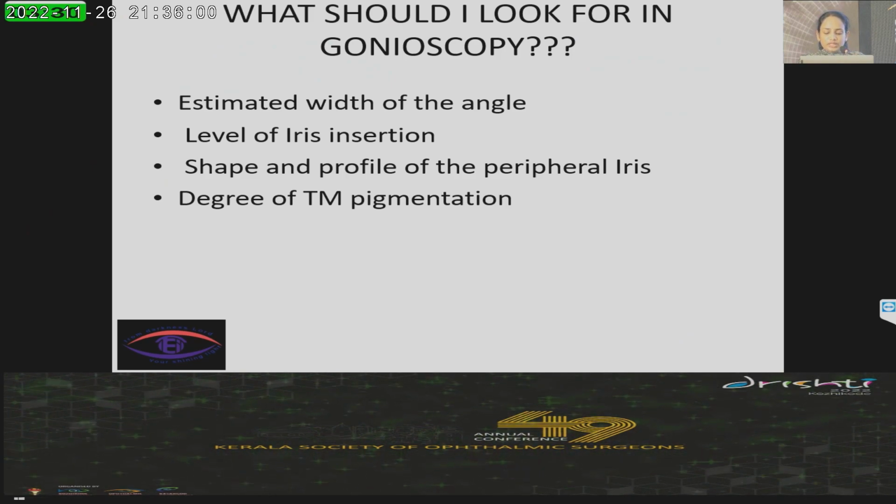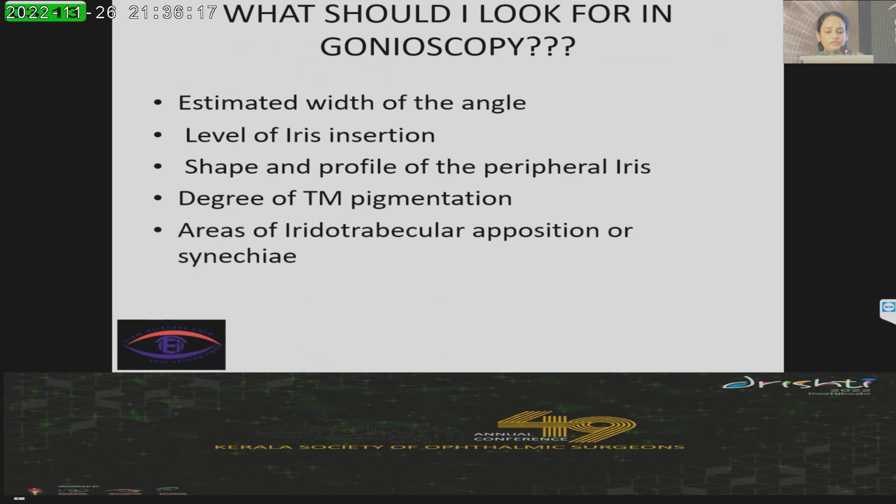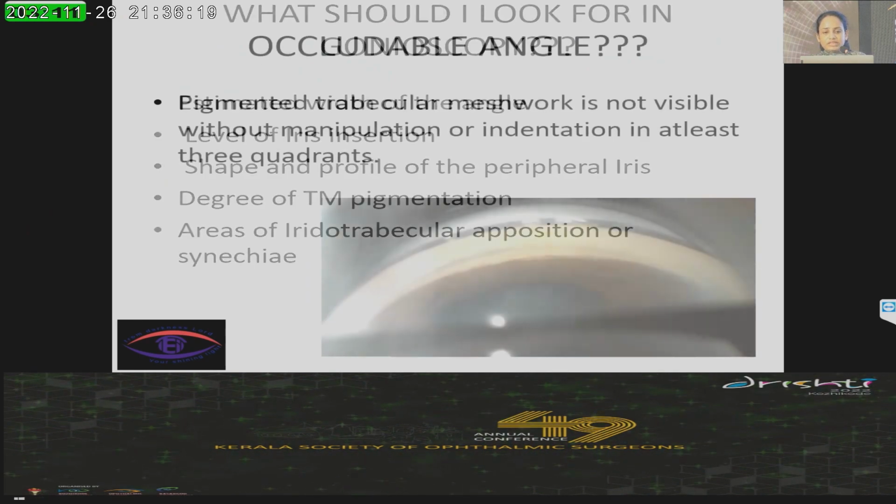See the degree of trabecular meshwork pigmentation. Hyperpigmented trabecular meshwork you can get in conditions of pigment dispersion, pseudoexfoliation, following cataract surgery, inflammation, etc. In young patients, the trabecular meshwork may not be pigmented, so you can easily misdiagnose it as a closed angle. So always identify the Schwalbe's line using a corneal wedge, and also identify areas of iridotrabecular apposition or synechiae.